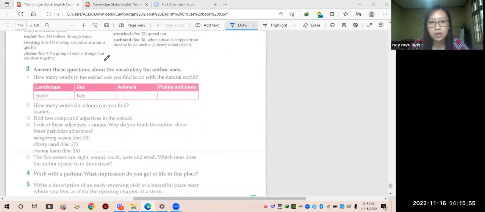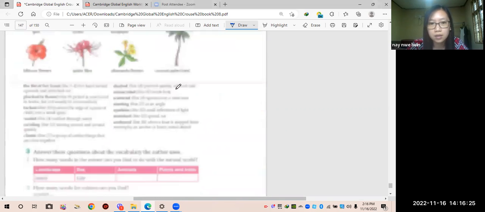So let's move to number 3. Answer this question about the vocabulary the author uses. How many words in the extract can you find to do with the natural world? It has been categorized, right? About the landscape, the sea, animals, plants, and trees. So you have to find the vocabulary that concerns animals and plants and trees. Go back to the text and try to find these vocabulary. Okay, so we'll do this one. So Cindy, can you screenshot this one? And after that, I will show this one.